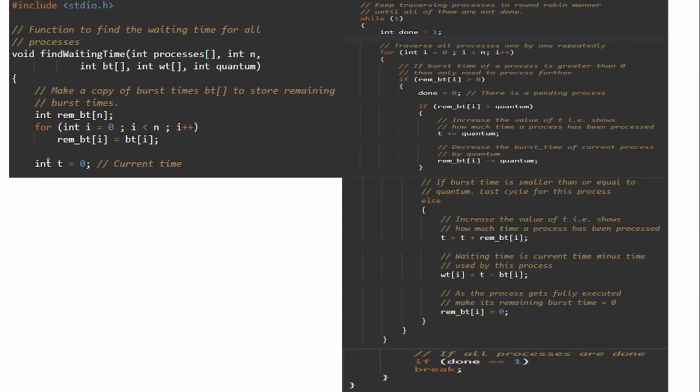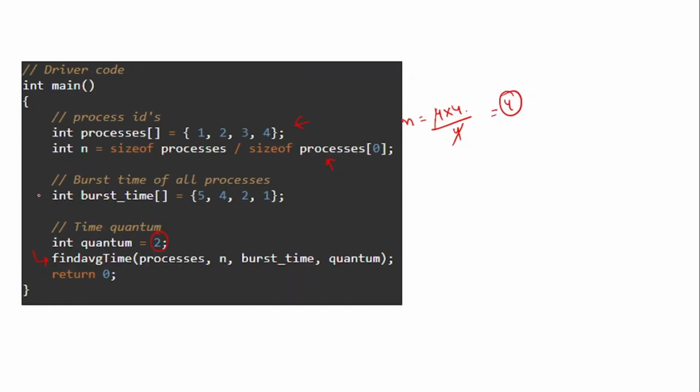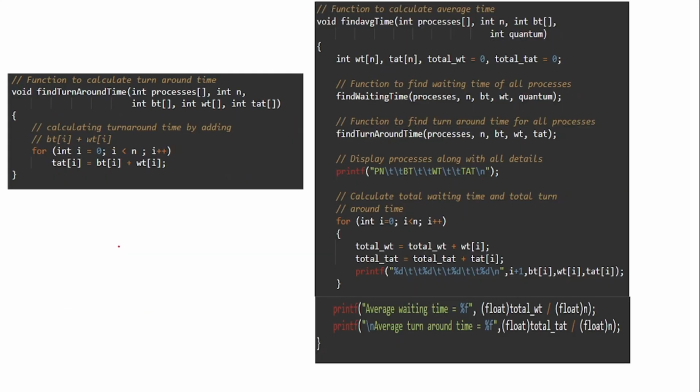So now let me first maintain one table. This was the function which was called, find average time. Here you can see I have multiple variables declared: the waiting time array, the total turnaround time array, the waiting time variable and the turnaround time variable, again the same variables we have been using in the previous scheduling algorithms. And then we have the functions used to find the waiting time and find the turnaround time.